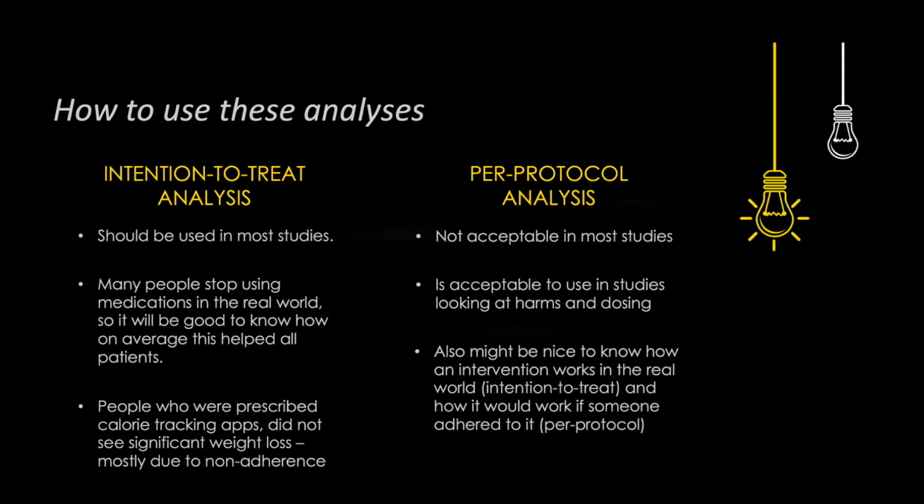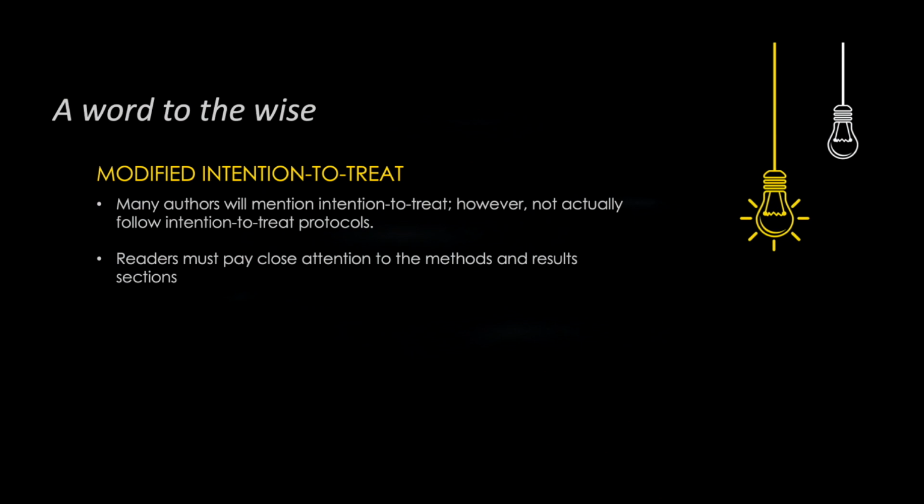Now, there's a caveat here. Intention to treat analysis is the gold standard, and a lot of times people say that they're using it in their research, but they're not actually adhering to it. So let's take a look at that. Many authors will mention intention to treat analysis in their methods section. However, when you take a look at the details, they're not actually following the intention to treat protocol. So you must pay close attention, especially to the methods and results sections. If someone says that they're using an intention to treat analysis, you should dig deeper and make sure that they actually are.